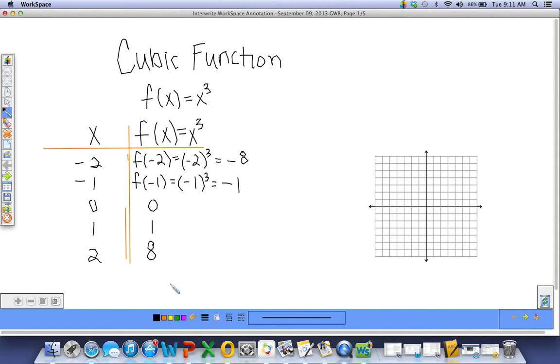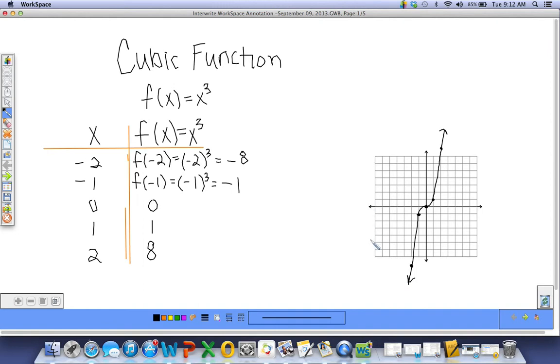Alright, let's plot these points. So we go -2, -8. We're going to go off the graph a little bit. We go -1, -1, 0, 0, 1, 1, and 2, 8. Alright, so connecting, we have this nice cubic function.